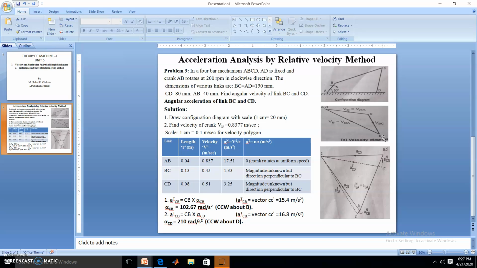Where this velocity vector BC and velocity vector DC are intersecting, I have given the notation as small c. In this way, by giving the velocity representation and the direction, you are in a position to make the velocity polygon easily, as the same we have discussed in problem number 1.